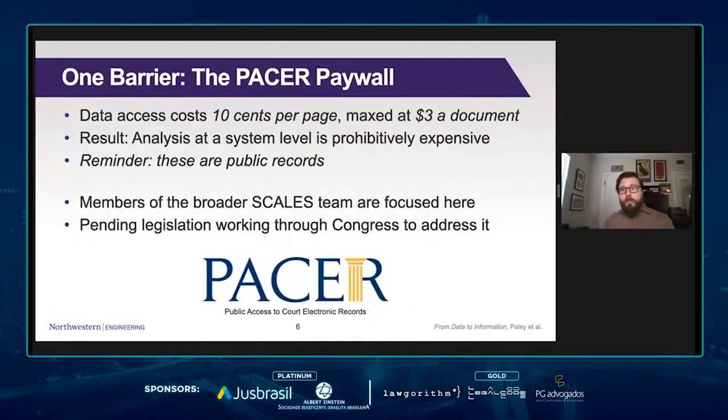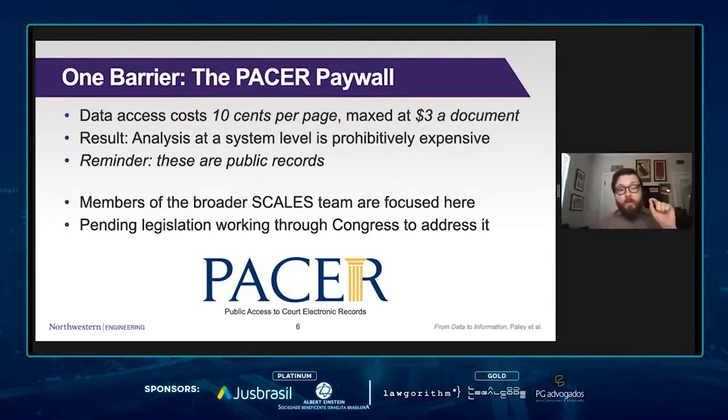Now, when we talk about data from the US court system, we have to at least note PACER. The PACER system, the Public Access to Court Electronic Records system, is paywalled. This is how we get access to public court records, but they cost money: 10 cents per page, maxed out at $3 per document. The result, in effect, is that analysis at a system level is prohibitively expensive. If you care about one case or 10 cases, getting the documents is not a big deal. But if you start to do system-level analysis across tens of thousands or hundreds of thousands of cases, it becomes too expensive to bear in most cases.